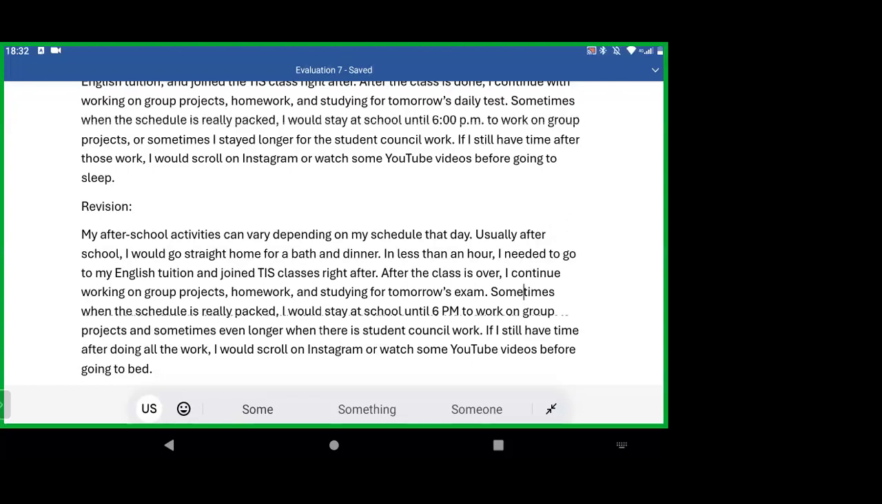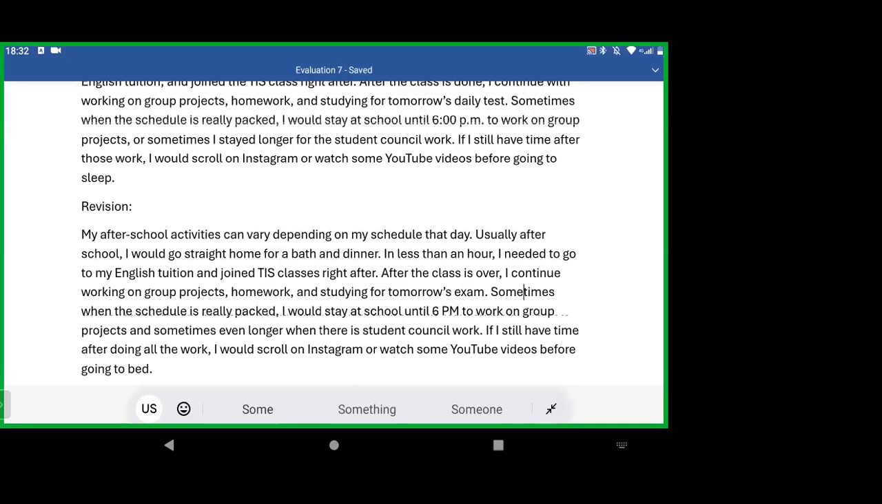So sometimes when the schedule is really packed, I would stay at school until 6 p.m. So the 6 p.m. is the same. It's just a different way of saying it: to work on group projects and sometimes even longer. I would stay at school. So I didn't add that other stay because, well, I would stay at school to work on group projects and sometimes even longer. So you just emphasize that stay and sometimes even longer than that. So we don't have to copy the stay. When there's student council work. Okay. That's how the revision would look.